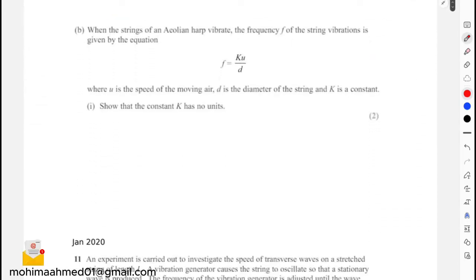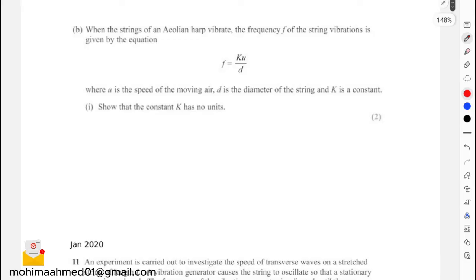Then for part B, it says that when the strings of an Aeolian harp vibrate, the frequency f of the string vibration is given by the equation, where u is the speed of the air moving, d is the diameter of the string, and k is the constant. Show that the constant k has no unit. In order to show that, I just have to rearrange and make k the subject of this equation, and that would be k equals f d divided by u.